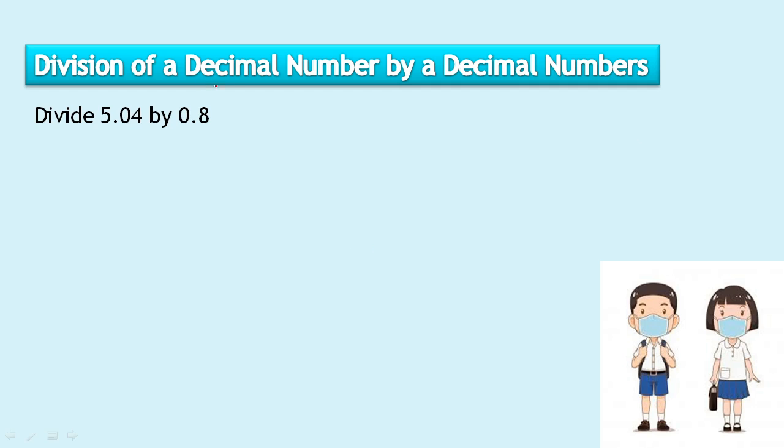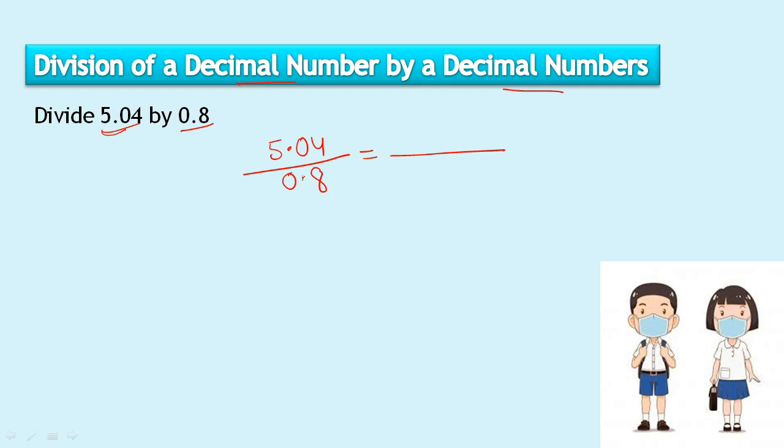Divide. Okay, this is a new thing. Division of a decimal number by a decimal number. Now this time we have 2 decimals. Here in the divisor we have the decimal point, and in the dividend we have the decimal point. So what will we do? 5.04 is divided by 0.8. We will write it as a fraction.